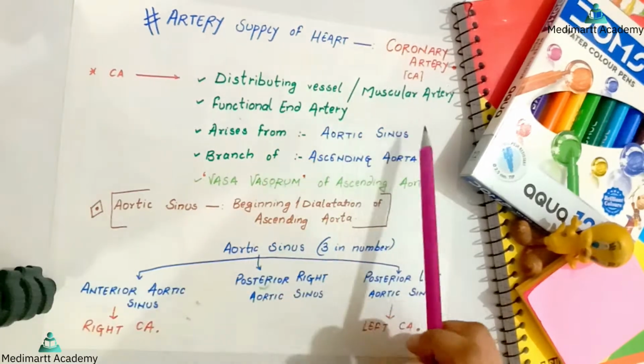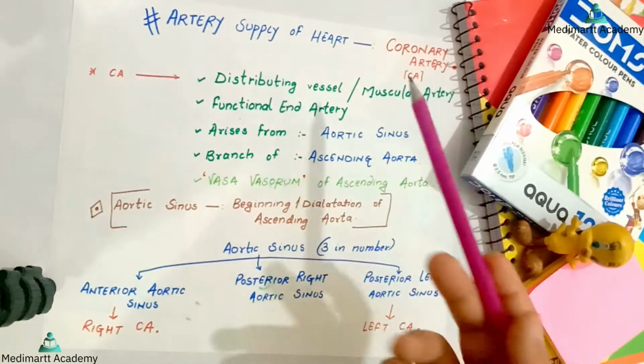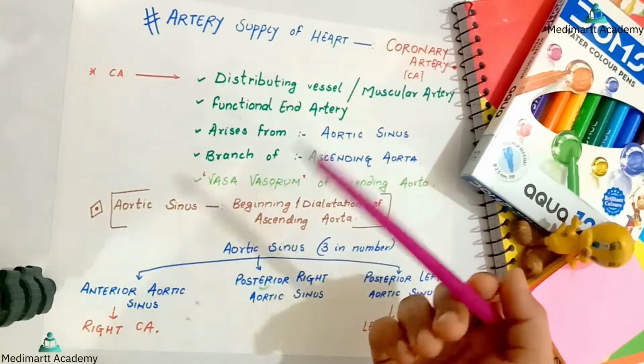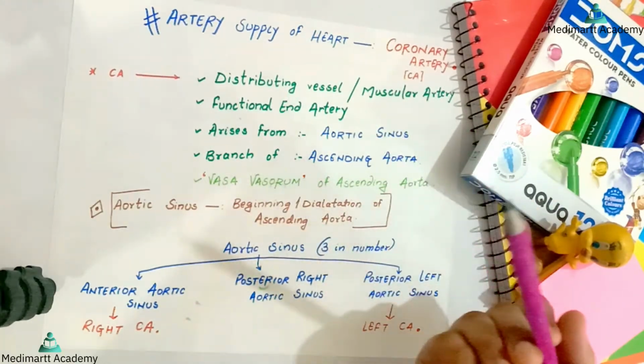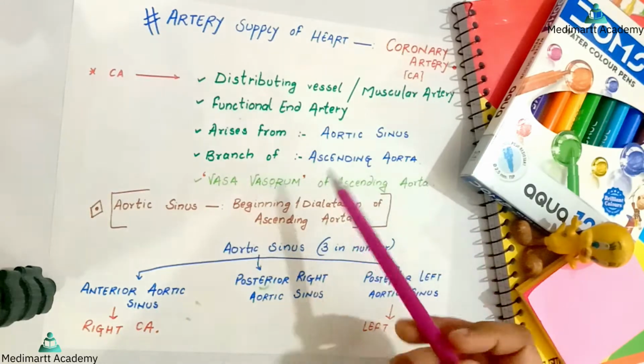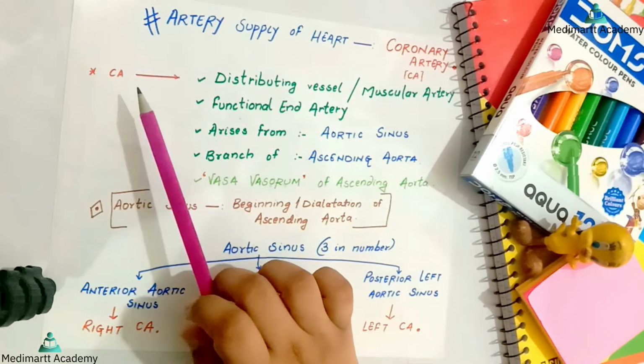So, the main artery that supplies the heart is the coronary artery. And this is a very important question for your written as well as your viva. So, here I covered both the written and the viva questions. So, let's start without wasting much time.